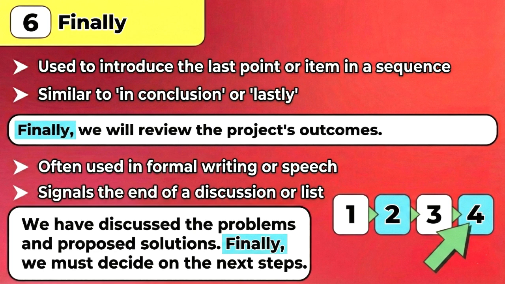Finally, used to introduce the last point or item in a sequence, similar to in conclusion or lastly. Finally, we will review the project outcomes. Often used in formal writing or speech, it signals the end of a discussion or list. We have discussed the problems and proposed the solution. Finally, we must decide on the next steps.